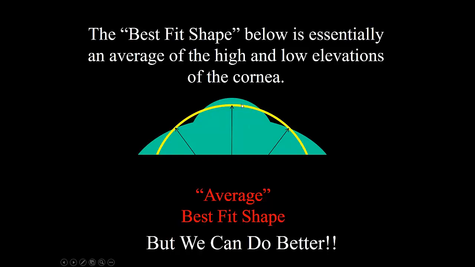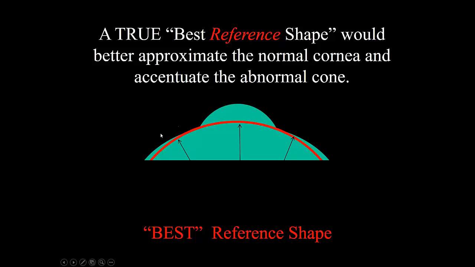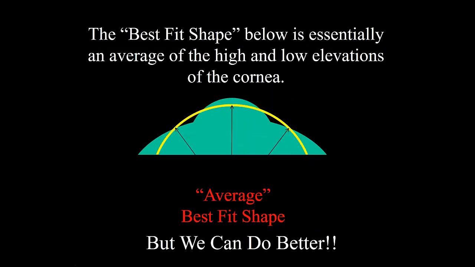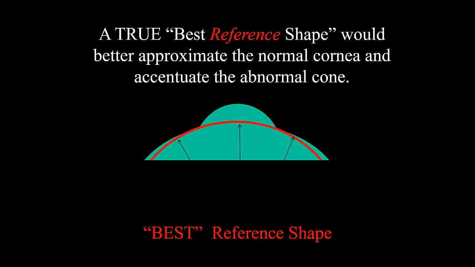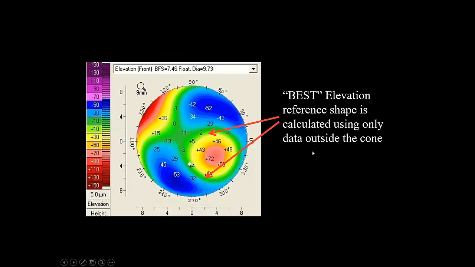And what we look for, again, are these positive islands of elevation, which is the area above the best fit sphere. We really would like something more like this, something that follows the more normal peripheral cornea, because if you have a shape like this, notice how much higher or easier that ectatic region would be to see. Again, if we compare this to this, that obviously would be easier for us to see. Well, is it possible for us to get some shape that more mimics the normal peripheral cornea?